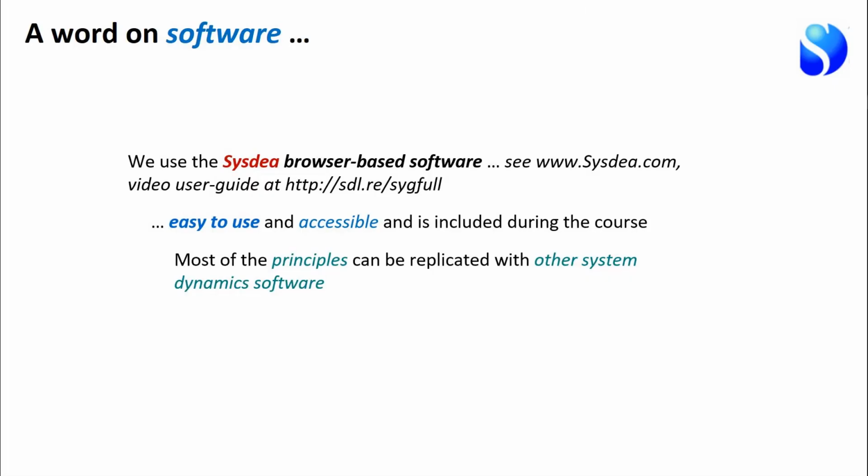Just one last word about software. I explained that simulation tools have been pretty challenging to use, but we use the Systea browser-based software, which you can find at systea.com. And you might like to just take a look at the video user guide at that link, sdl.re/SYG-full. It's been purposely designed to be as easy as possible to use and accessible. It's very easy to get at. It runs in your browser. You don't have to install anything. And anybody you share models with doesn't have to install anything either. They can just run it immediately. And access to this software is included during the course and for a short time afterwards as well.